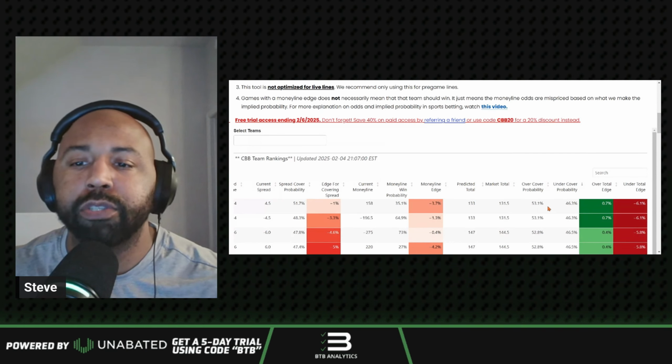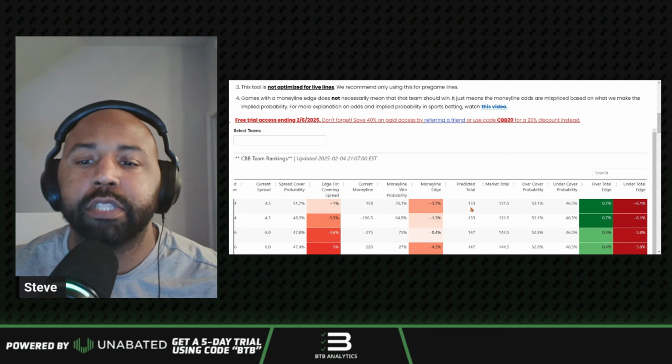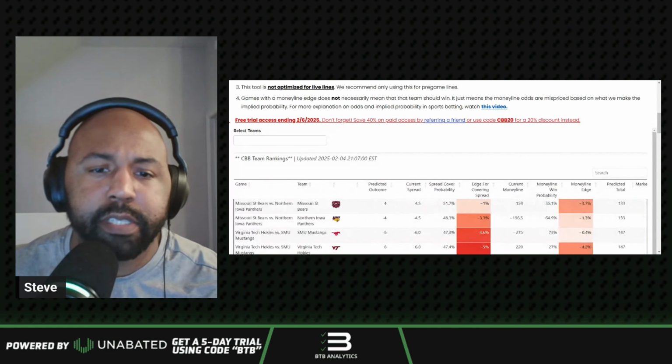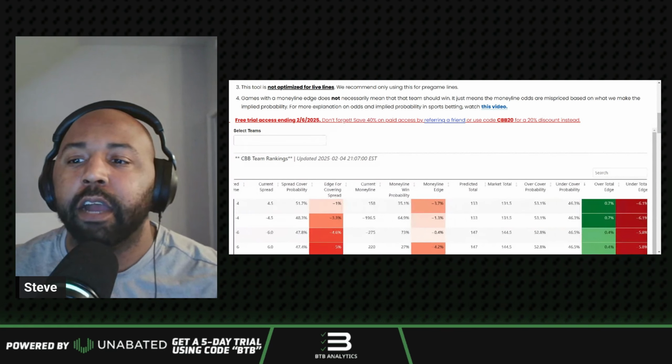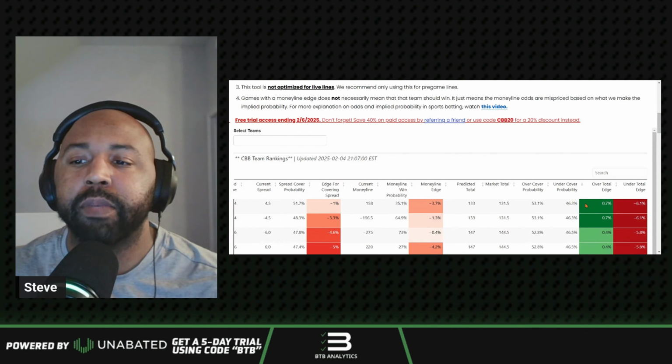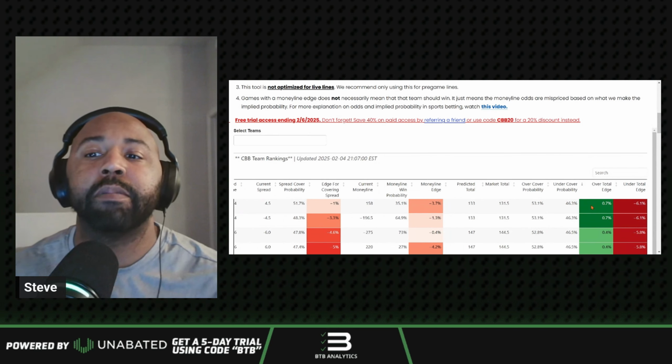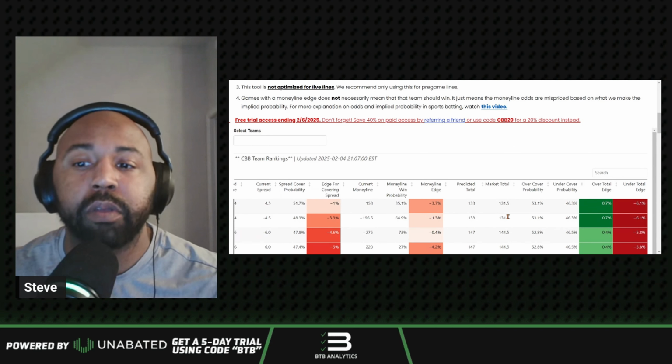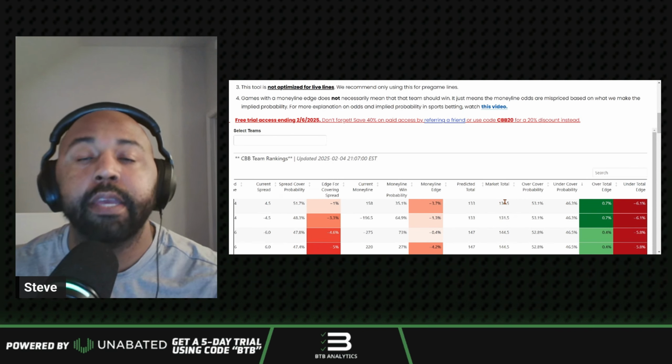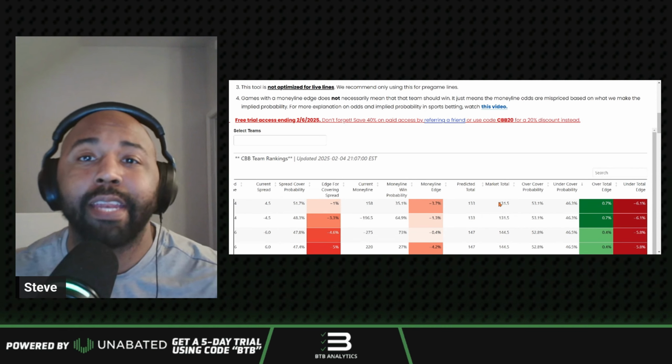So if we look at overs right here, let's use this game. This is Missouri State versus Northern Iowa. All right, so we come over here and we see that the over has a 0.7% edge. We make the number 133. The market's currently at 131.5.